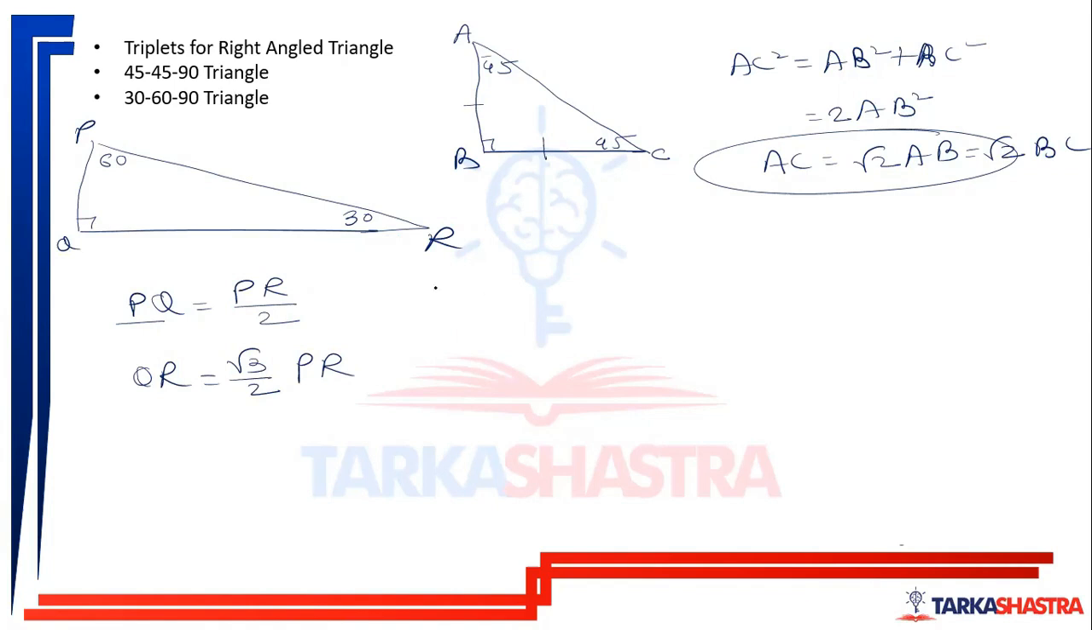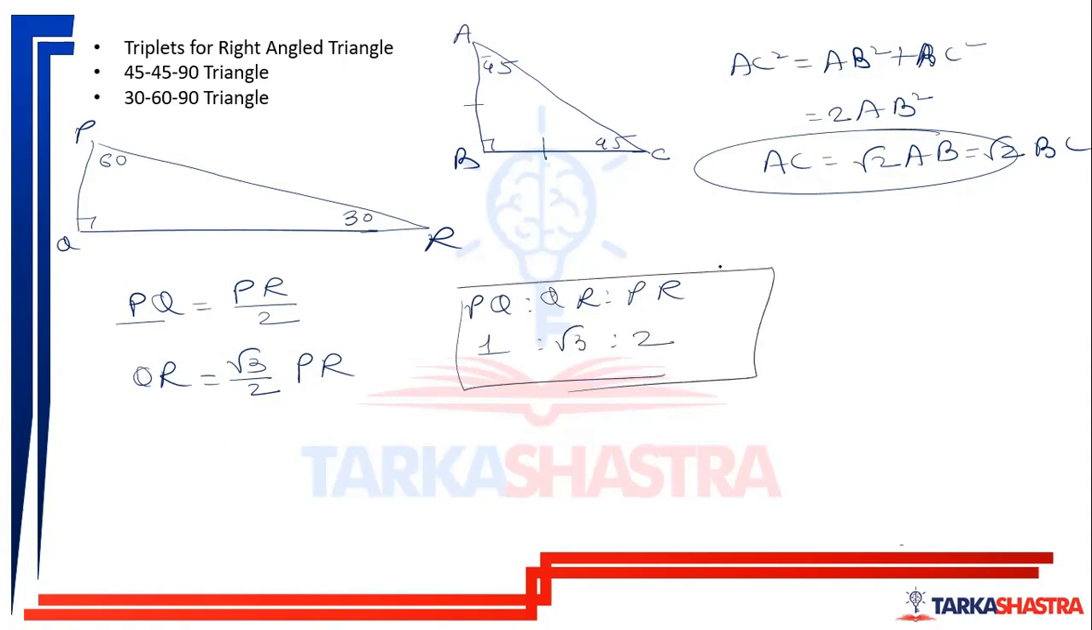Right? Therefore, अगर मैं इसके sides का ratio लेने जाऊँ, PQ is to QR is to PR is equal to 1 to root 3 to 2. ये बहुत important ratio है guys, ये ध्यान में रखना हमेशा हमेशा के लिए. Okay, because this is what is going to help you a lot in solving the questions of triangles related to trigonometry and all.